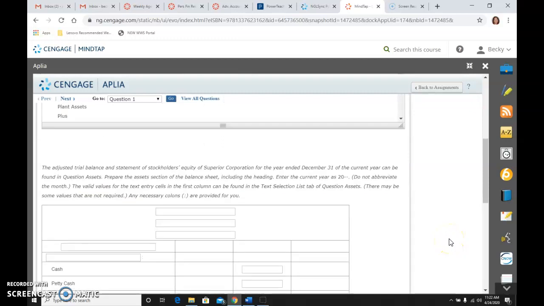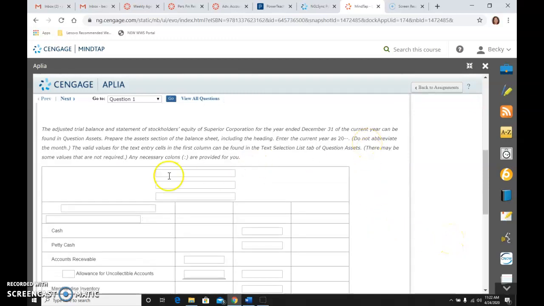And there's our selection list. So the heading should be Superior Corporation. It is a balance sheet. It is only December, so don't do for the year ended. It's a balance at this date in time. And I'm just going to set up the beginning part of it first, so not the balances.